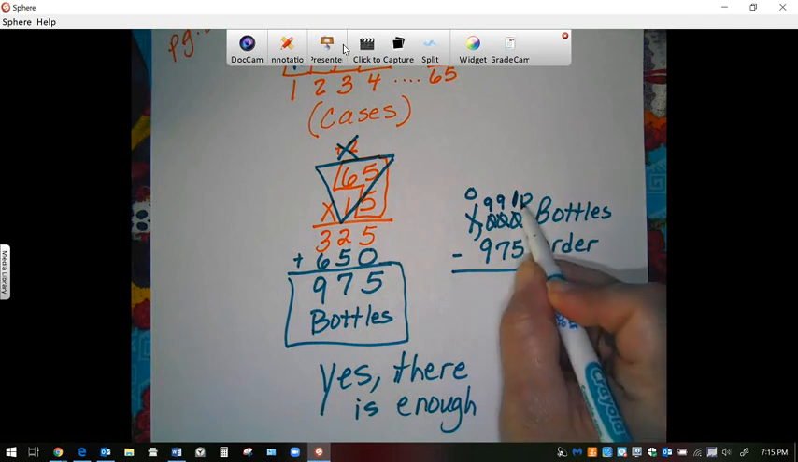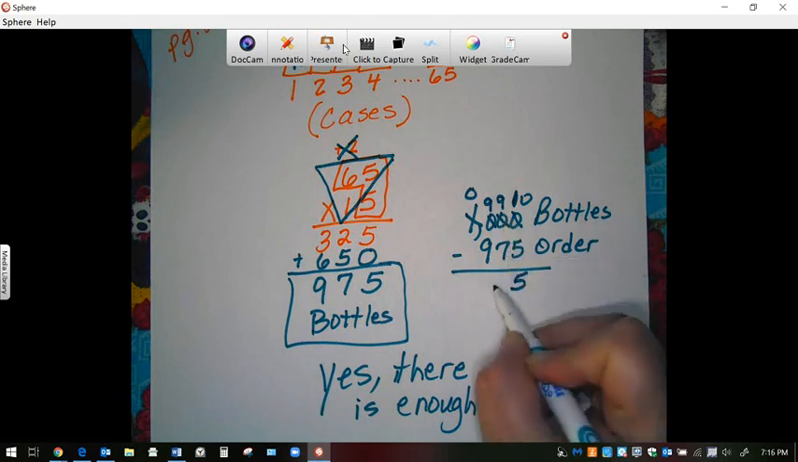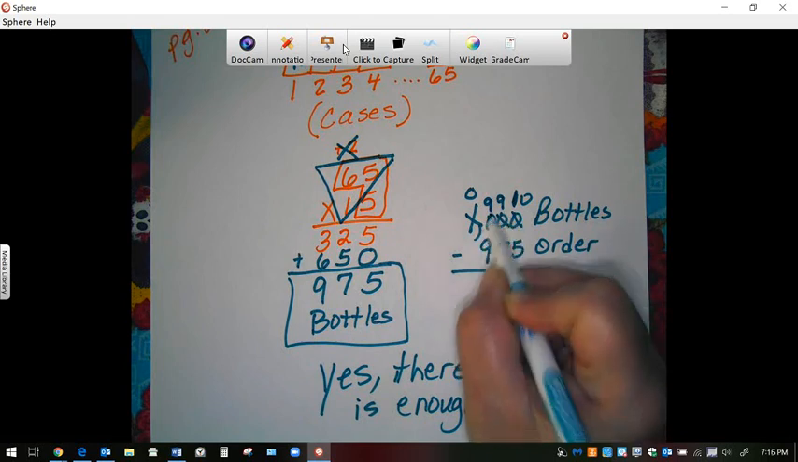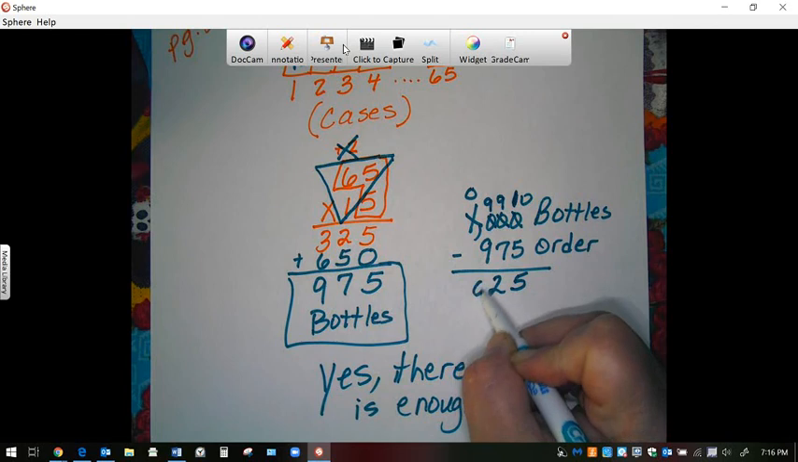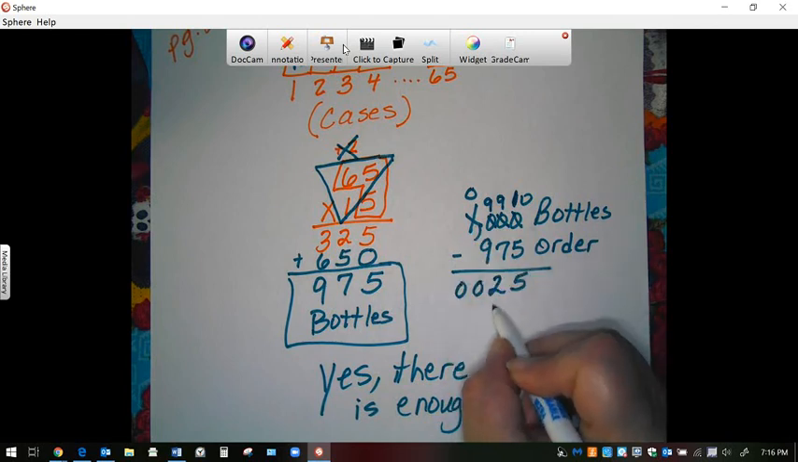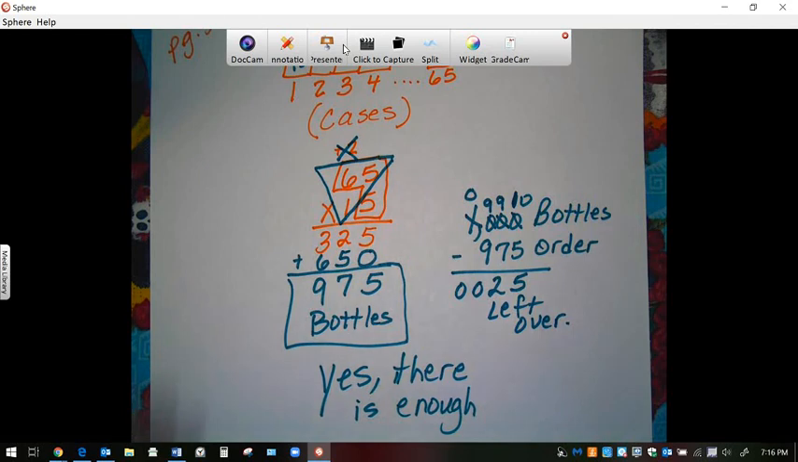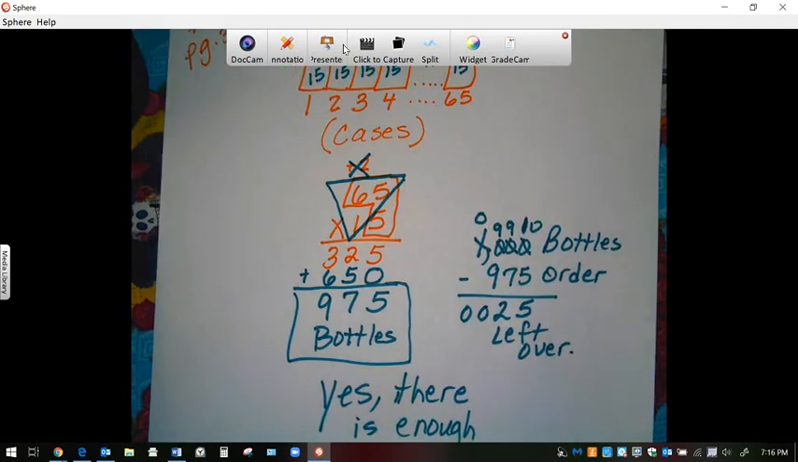And we start. 10 minus 5 is 5. 9 minus 7 is 2. 9 minus 9 is 0, and then 0 minus nothing is 0. So there were 25 bottles left over. Okay? This is using strip diagrams to help you solve.